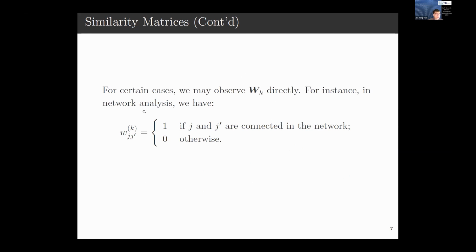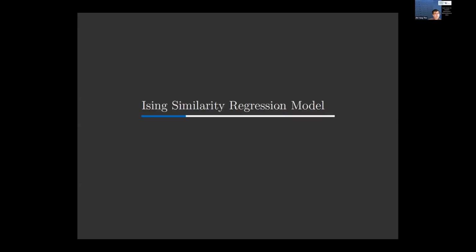So for example, in network analysis, we might directly have this kind of definition for your W_k, which is called the adjacency matrix, where if the j and j prime senators are connected in a network, then we just set their similarity as 1. This will also be used later on in the real data application part, where we look at the Twitter network of the senators.